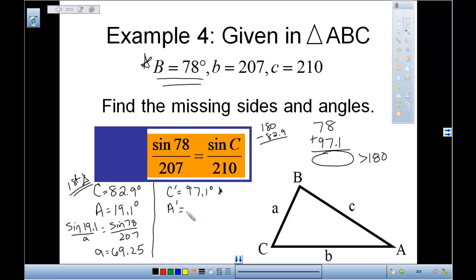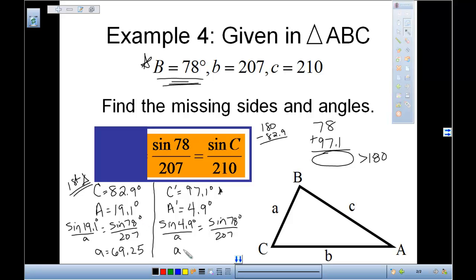Remember, we have a second triangle. So if angle C is 97.1 and angle B originally was 78, subtracting from 180, that means that angle A, while a small angle, is still a possible angle, 4.9 degrees. Again, I'm going to set up my problem. So sine of angle A over side A. Again, I can set it equal to the same one because we know the information was the same for both of these.